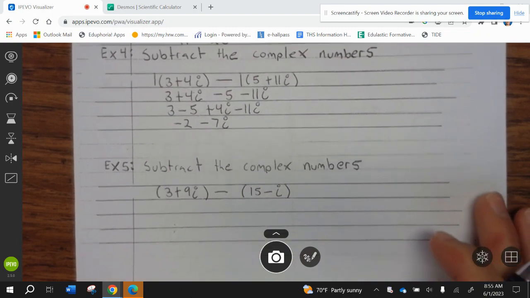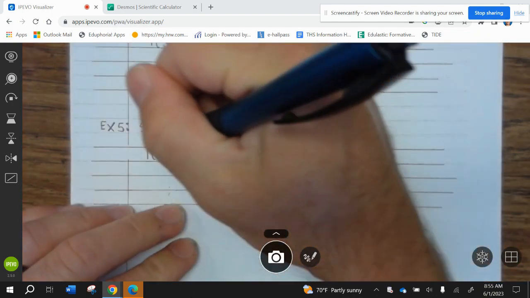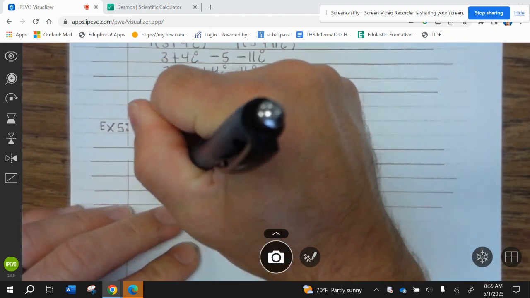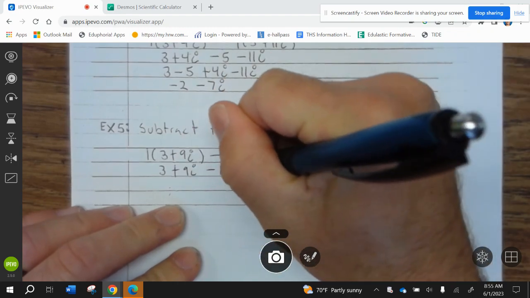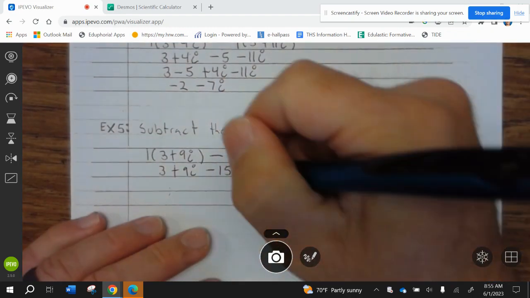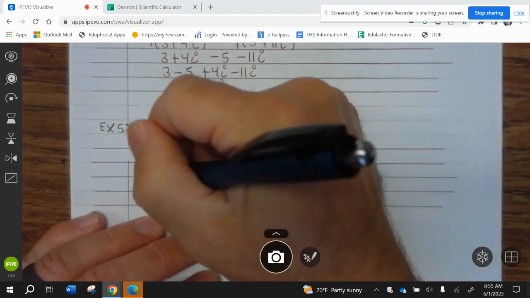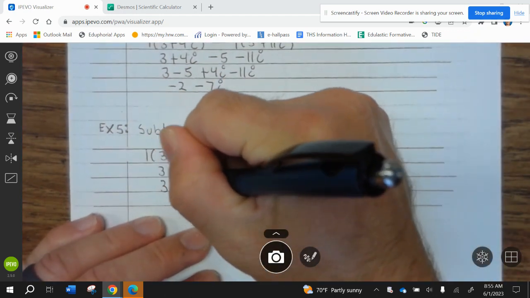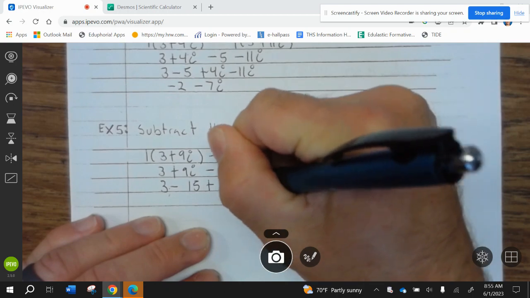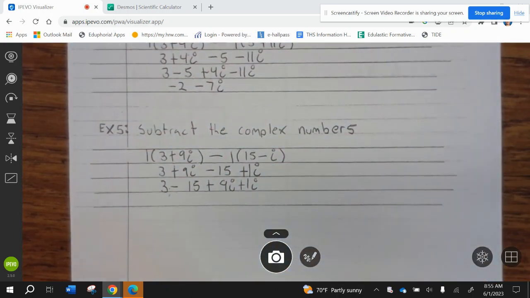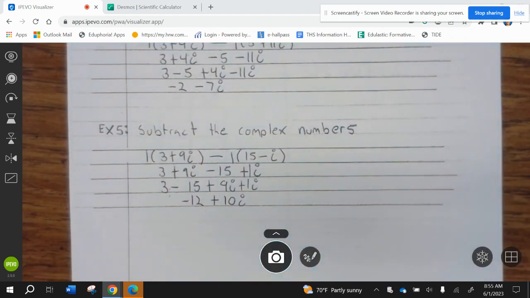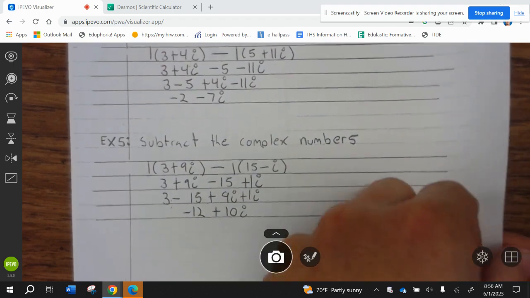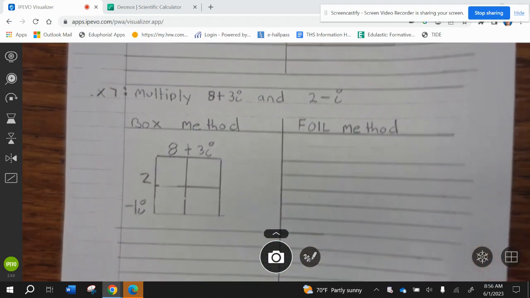All right, let's take a look at example 5. So we put a 1 in front. That's 3 plus 9i. We multiply by negative 1, so it's negative 15 plus i. And I guess you can put a 1 in there if you want. So that's 3 minus 15 plus 9i plus 1i. 3 minus 15 is negative 12 plus 10i. All right, go ahead and finish up example 5. All right, let's take a look at the next example.